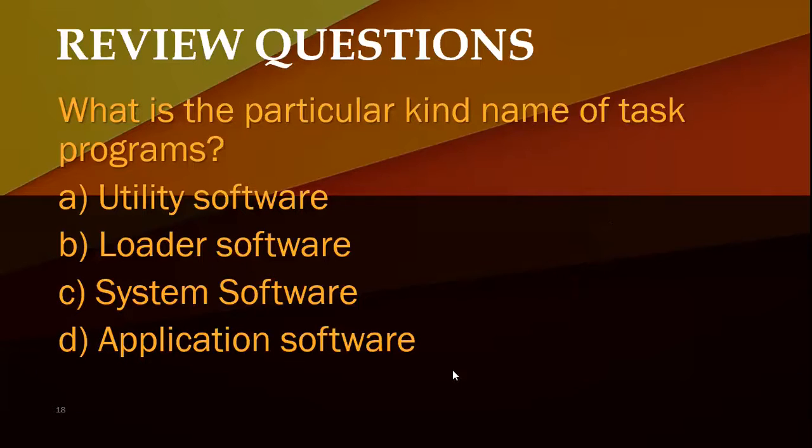Very nice. Let's answer it. Thank you very much, all of you. The answer is application software. So that means D. And why did I ask this question, the particular kind name of task programs? If I say main program or first program, the first step, maybe you can say system software. But here, the particular kind name of task programs is application software.